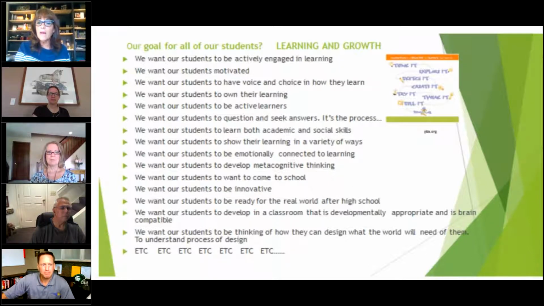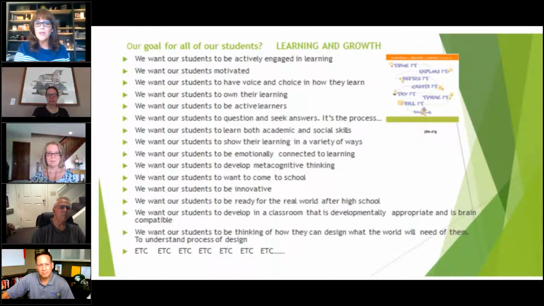And so I ask them, what is it you want for your students? What is it that you need for them for learning and growth? Look at this as just part of the list. I think that most all of you would agree with things that you're seeing here, that you want students actively engaged in learning. You want them to own it. You want some voice and choice. You want them asking questions and seeking answers and delving into that process. You want them to learn some academic and social skills. You want them to be metacognitive.